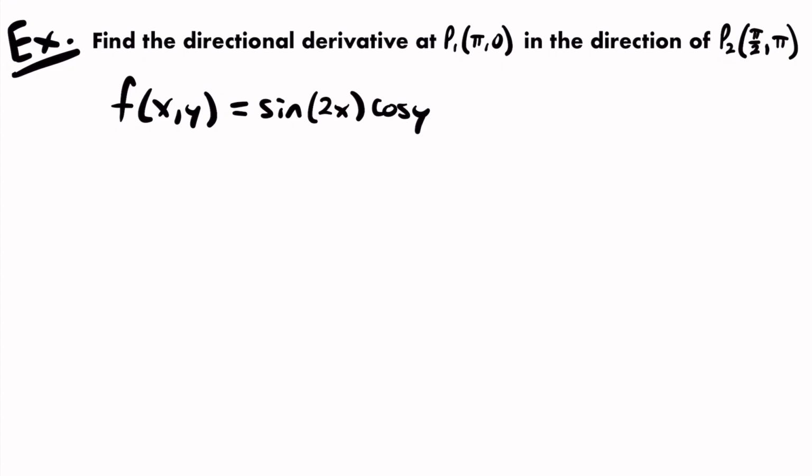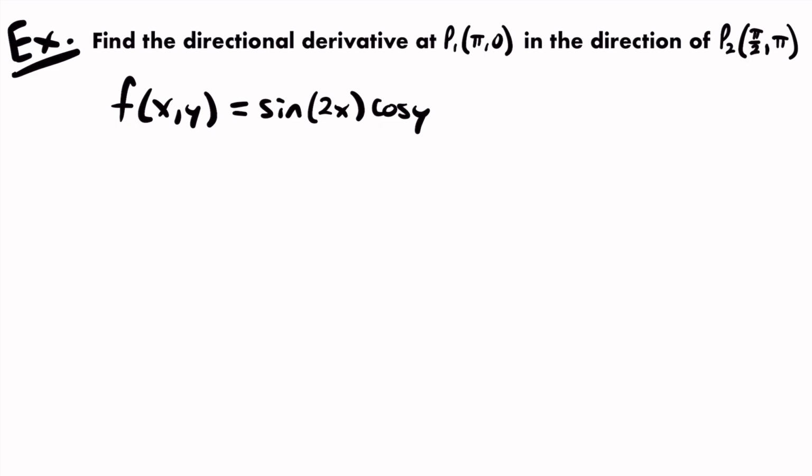All right, so this is just like the previous example. We want to find a directional derivative, but what we are given are 2 points. We know we want to find the derivative at a specific point, but in the direction of another point. So we will use the same process of finding a vector between these 2 points and then turning that vector into a unit vector that we can then use to find the directional derivative.